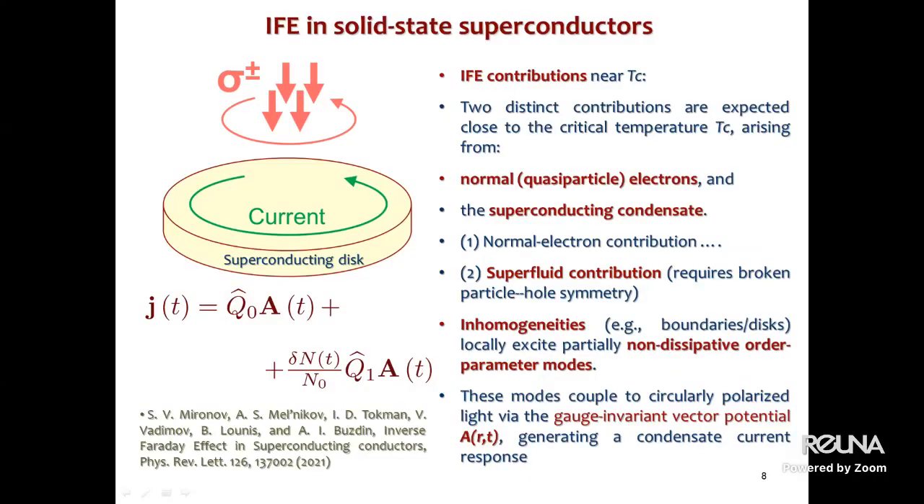The physics behind the normal electron contribution we have discussed already. But the superfluid contribution requires broken particle-hole symmetry. Inhomogeneities, like boundaries or some other inhomogeneities, locally excite partially non-dissipative order parameter modes, which are in the system. And these modes couple to the circularly polarized light via the gauge invariant vector potential A, generating a condensate response. So some few words about the physics behind. So it's on the next slide.